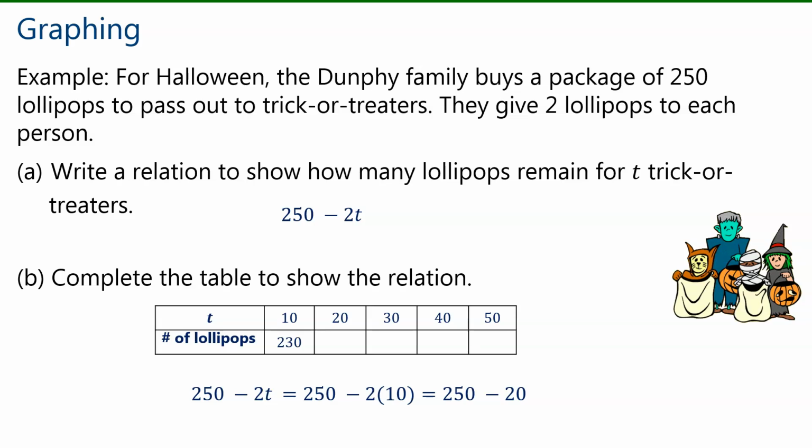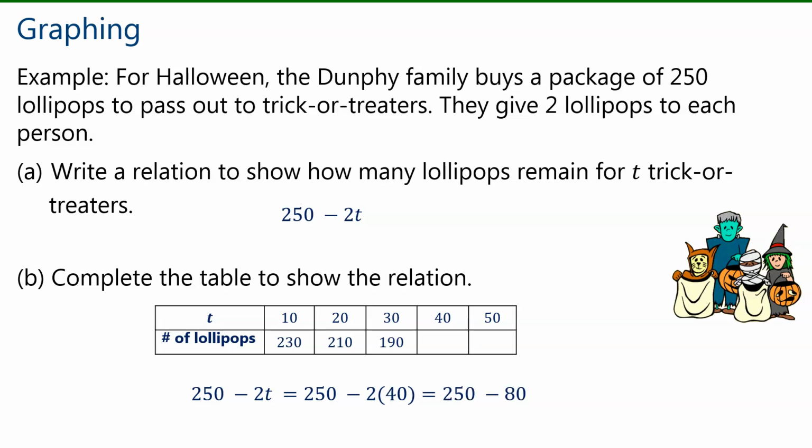So now we'll repeat that process, this time with t being 20. 2 times 20 is 40. So we have 250 minus 40, which is 210. Now t is 30. 2 times 30 is 60. 250 minus 60 is 190.